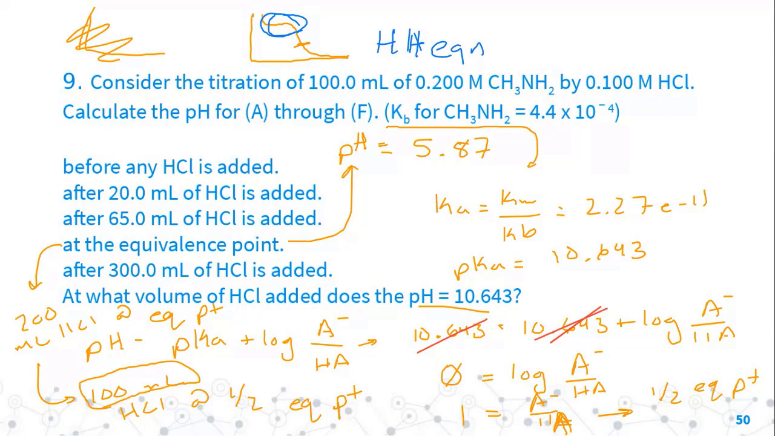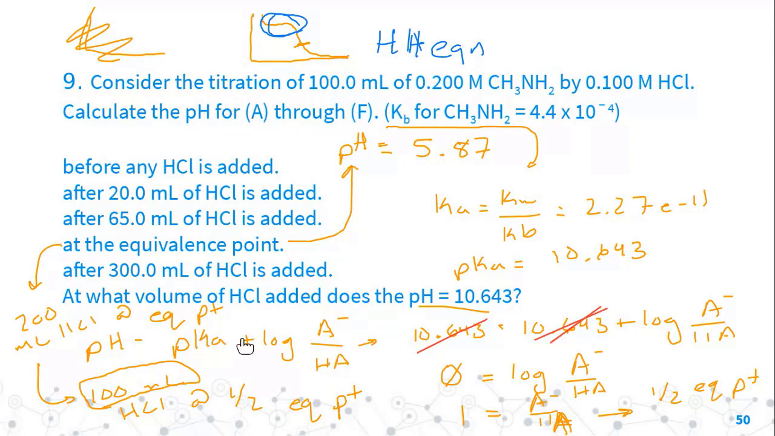Okay, so this one was kind of tricky. We had to work backwards. I think the main part to start it was to realize where you are in the titration curve. We know our pH at the equivalence point was 5.87, and we're told our pH is currently at 10.643. So that means we're before the equivalence point, so we're within the buffer region. Therefore, that prompts us to use the Henderson-Hasselbalch equation right here.